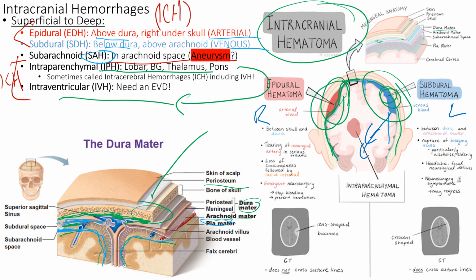Does that mean epidural hematomas can cause the same thing? Yes. So the epidural hematoma is growing and growing and growing. It can cause compression and herniation of different structures.